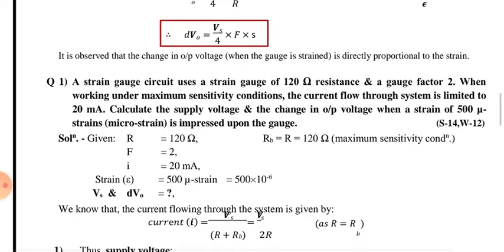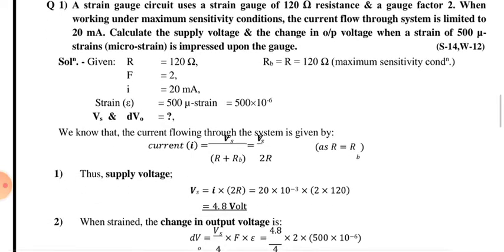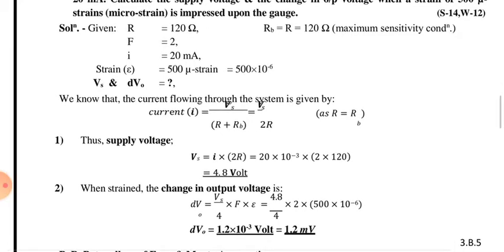Suppose that R is equal to Rb, so we can write Vs upon 2R. The supply voltage Vs equals I into 2R. Current is 20 into 10 to the power minus 3, R is 120, so we can write 20 into 10 to the power minus 3 into 2 into 120. So the supply voltage Vs can be written as 4.8 volt.